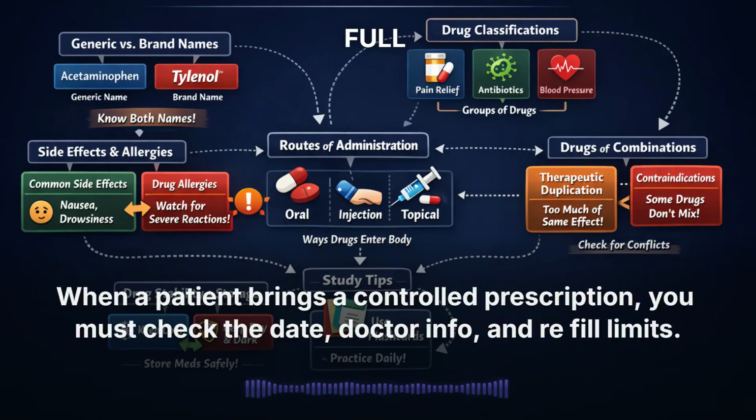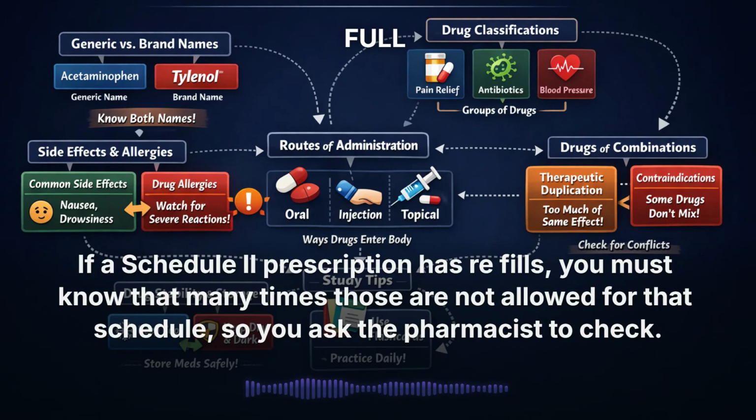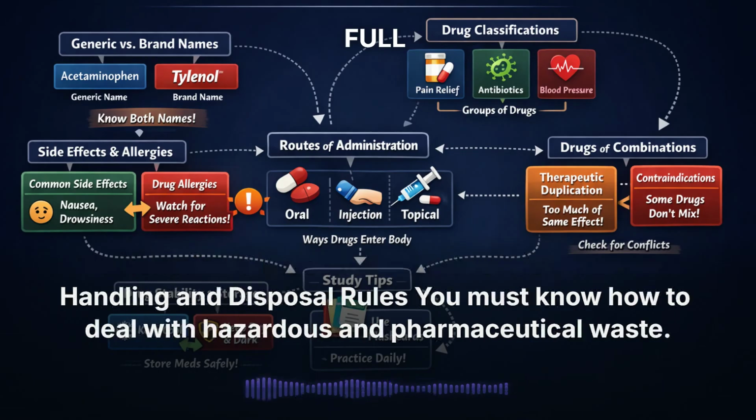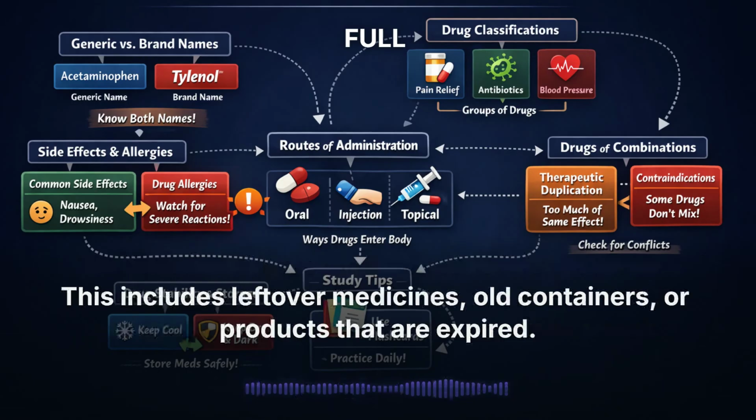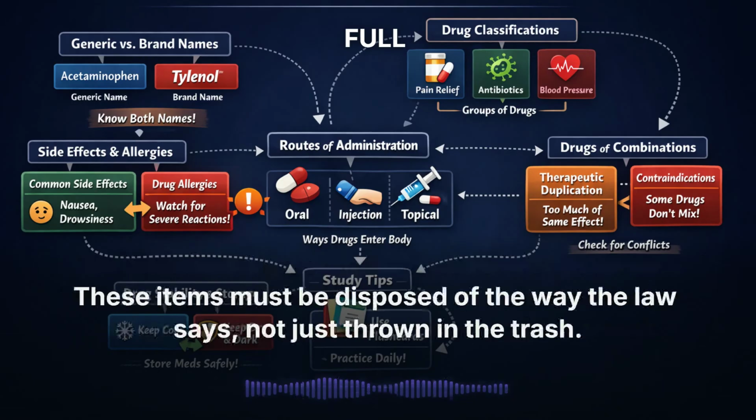When a patient brings a controlled prescription, you must check the date, doctor info, and refill limits. If a Schedule 2 prescription has refills, you must know that many times those are not allowed for that schedule, so you ask the pharmacist to check. Handling and disposal rules. You must know how to deal with hazardous and pharmaceutical waste. This includes leftover medicines, old containers, or products that are expired. These items must be disposed of the way the law says, not just thrown in the trash.